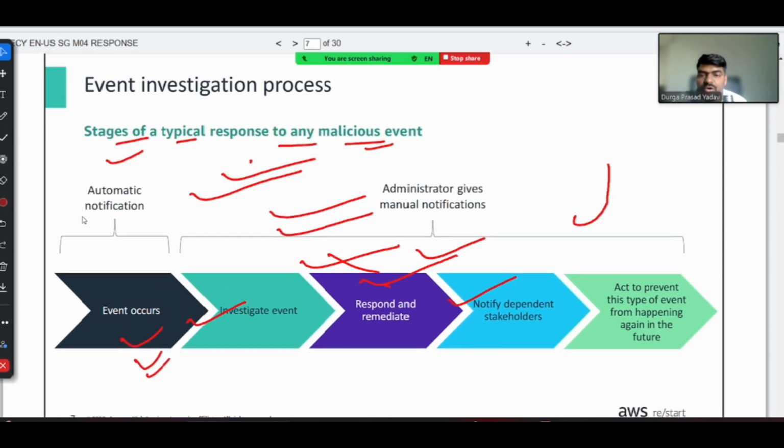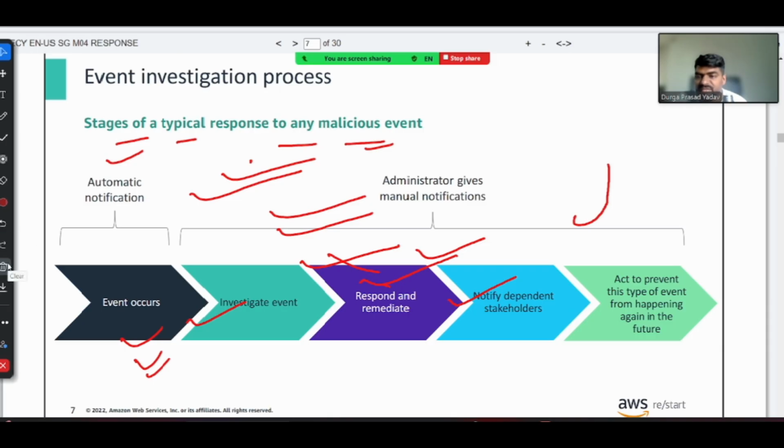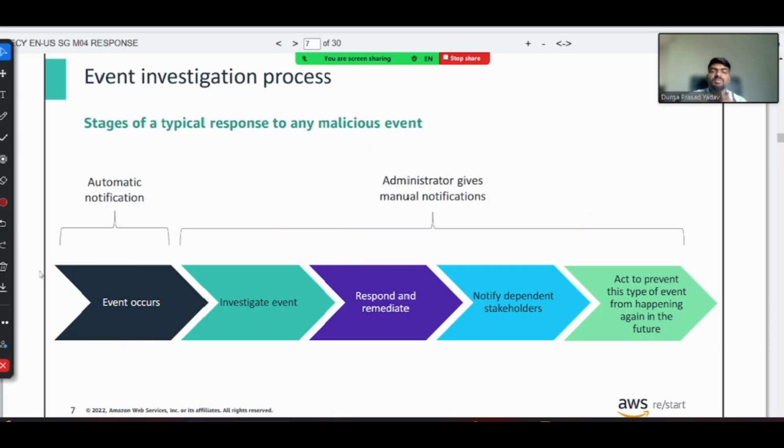So when a security threat comes, guys, these are all the processes to understand. I'll give you the idea. Just give me a second.